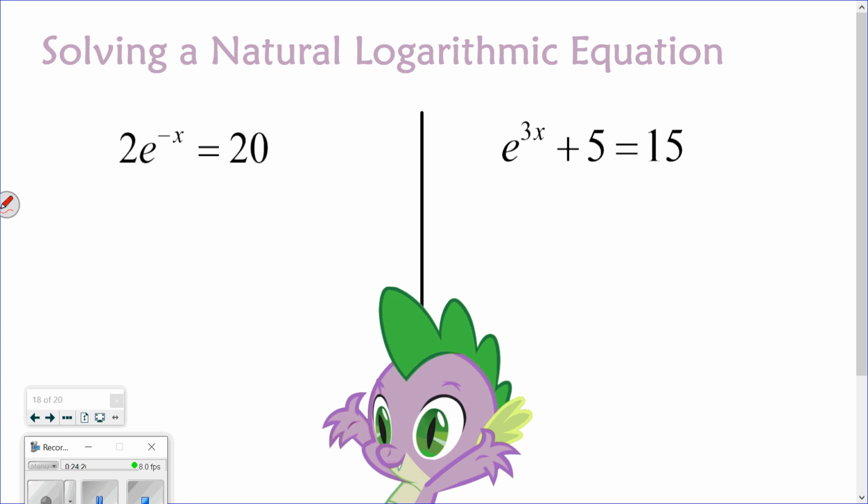All right, here we go, guys. What's the first thing you want to do in this problem? Good. Divide by 2. You want to try to get that part by itself. So e to the negative x equals 10.